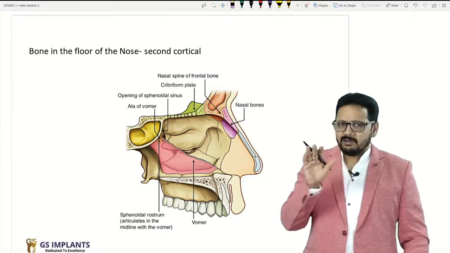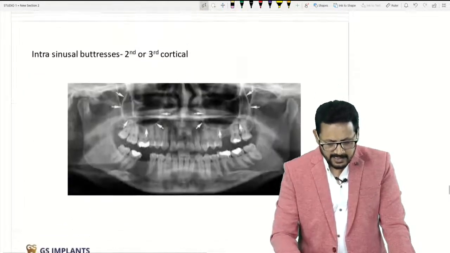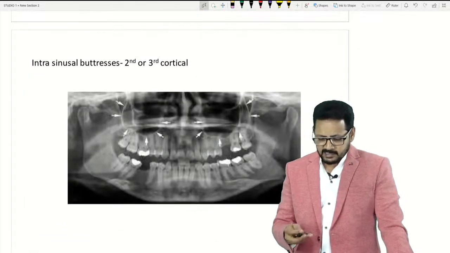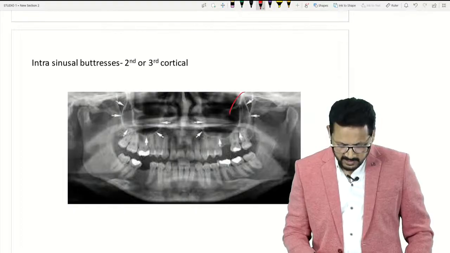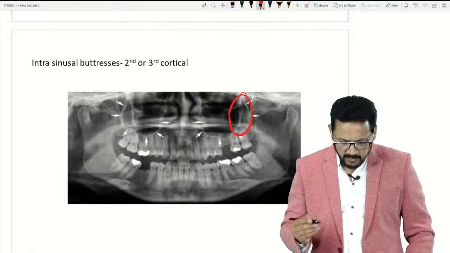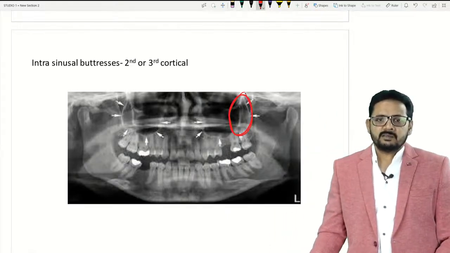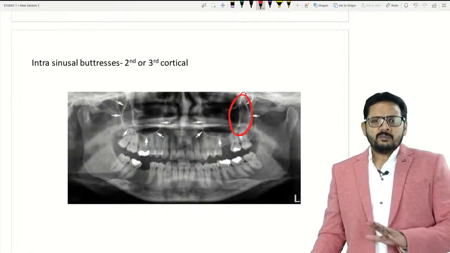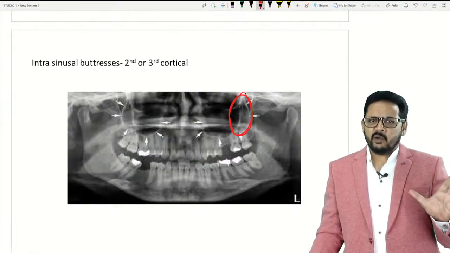Okay, so nothing will happen. Clear? Next, intrasinusal buttresses. In the OPG I said I'll explain to you. Now this is the posterior wall of the sinus, what you will see in the OPG. That is nothing but your posterior wall of the sinus. Right? So don't be hell bent upon that, I have to place an implant in the pterygoid.